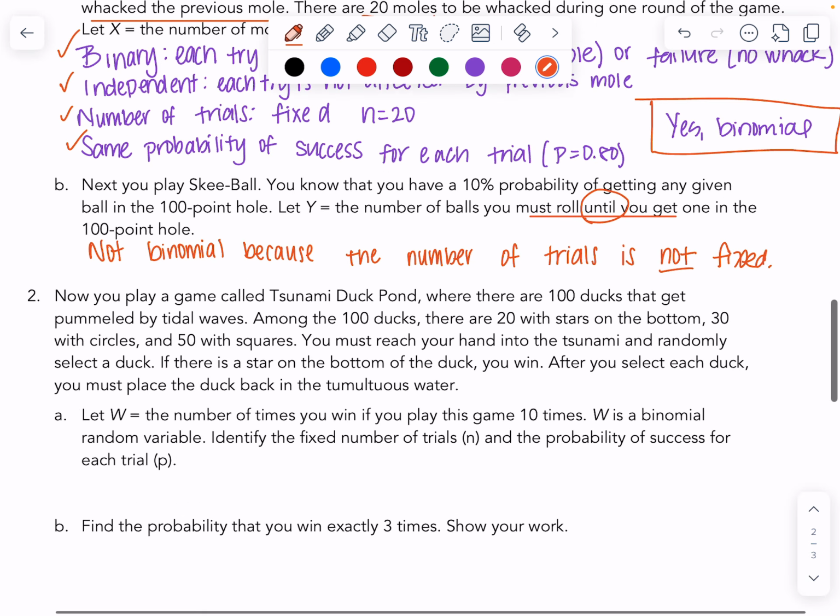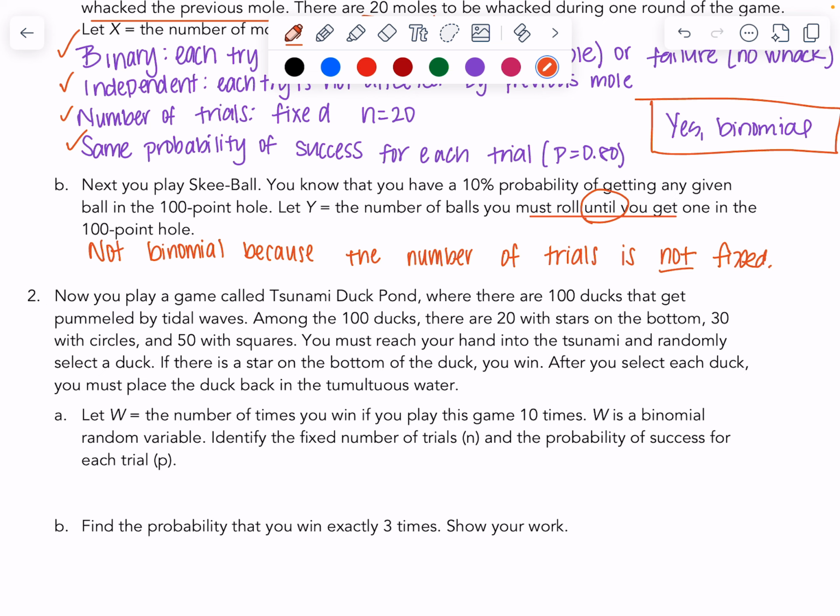Now you play a game called Tsunami Duck Pond, where there are 100 ducks that get pummeled by tidal waves. Among the 100 ducks, there are 20 with stars on the bottom, 30 with circles, and 50 with squares. You must reach your hand into the tsunami and randomly select a duck. If there is a star on the bottom of the duck, you win. After you select each duck, you must replace the duck back in the water.